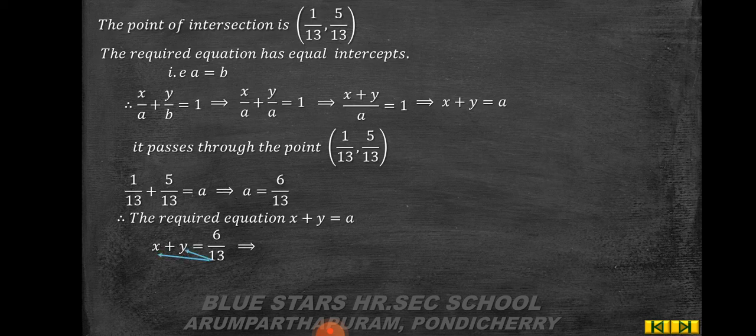Cross multiplication. So 13x plus 13y is equal to 6. Therefore, the equation of the straight line is 13x plus 13y minus 6 is equal to 0.